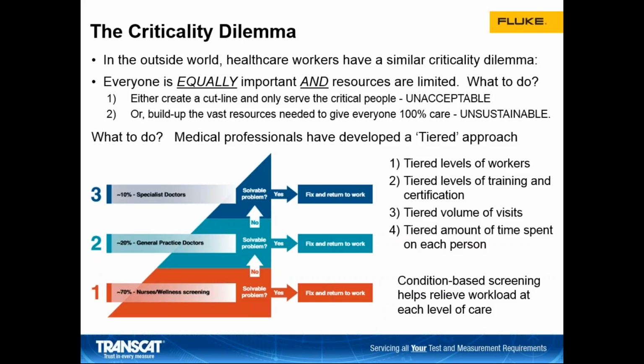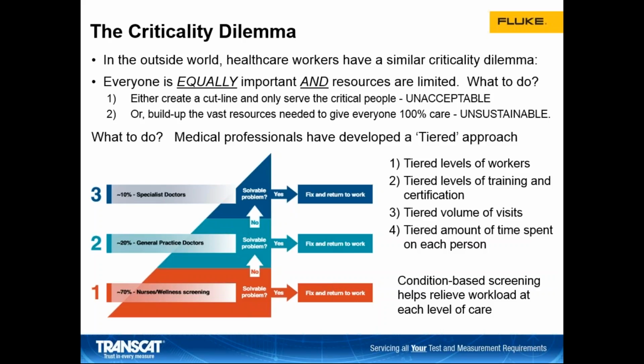If you look at the healthcare industry, what have they done over the past 30 years to address this? When you think about it, every patient is equally important, and you only have so many resources. So if you have limited resources, how do you handle everybody? Well, you can either, like we did earlier, find out which ones are critical and which ones aren't, but that's unacceptable, because you can't tell a patient you're not critical enough.